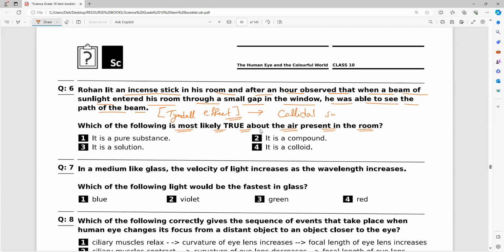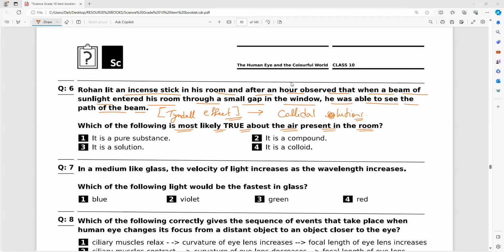Colloidal substances, colloidal solutions. Page number? Hurry, quickly open the chapter, all of you. Last page in Human Eye and Colorful World. Everyone, first paragraph. I don't have the book again, and I don't want to download and show you. First paragraph, second paragraph, somewhere you can find the source.